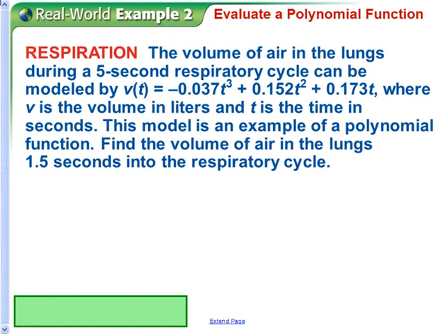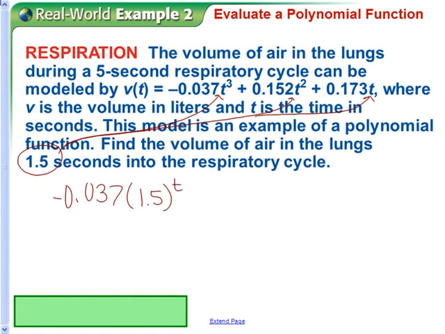Okay, then this time we have a big function. This function is the volume of air in the lungs during a 5-second respiratory cycle. And so we need to find the volume after 1.5 seconds. So this is just using a function, plugging in 1.5 for our time every time that we see t. So we just need our calculators and plug this in. Oh, that should be a 3 there. Again, plug in 1.5.